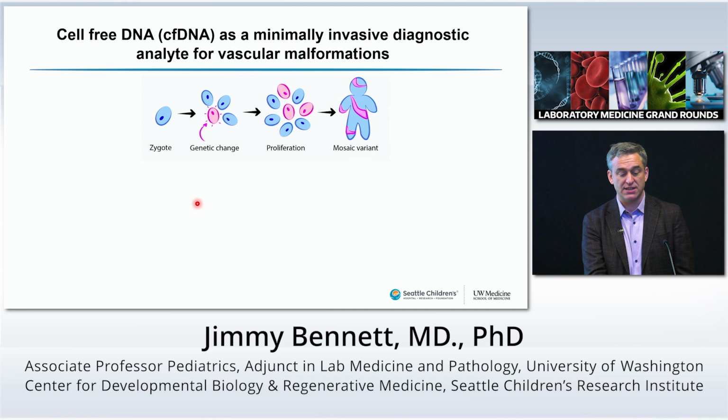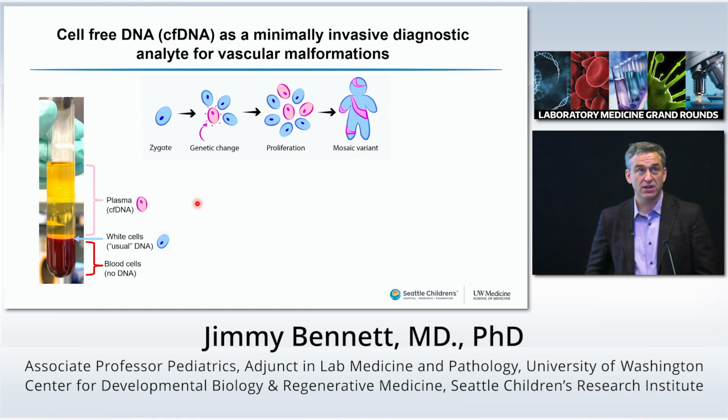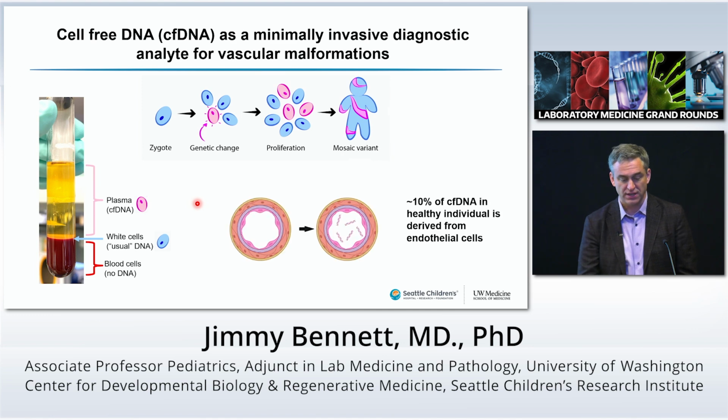And so what we did, again taking a page from oncology, was look at cell-free DNA. I'm pretty sure this crowd is familiar with cell-free DNA, but just to review, if you take a blood sample and let it sit for a little while or spin it, you get three different layers. You get the red cells at the bottom, which do not contain any DNA. You get the buffy coat in the middle, which is the usual white cell-derived DNA. And then on top, you get this watery stuff referred to as plasma. It turns out there is free-floating DNA inside that plasma, and about 10% of cell-free DNA in healthy individuals is derived from endothelial cells.